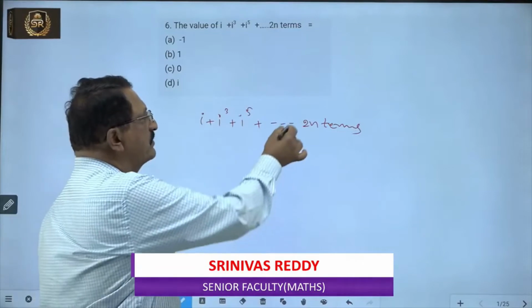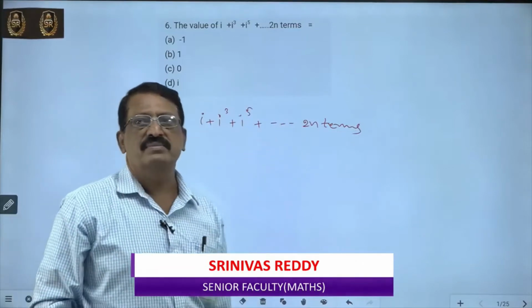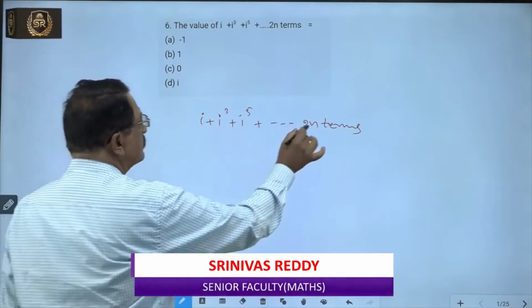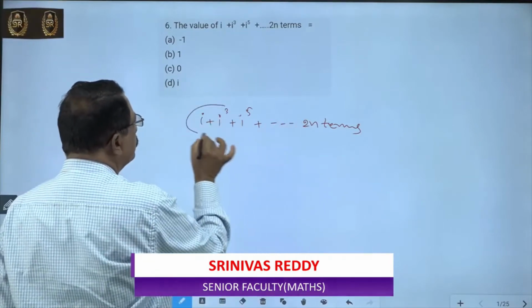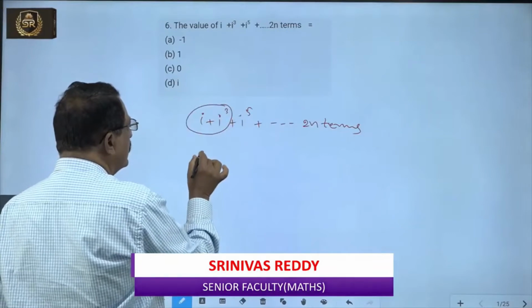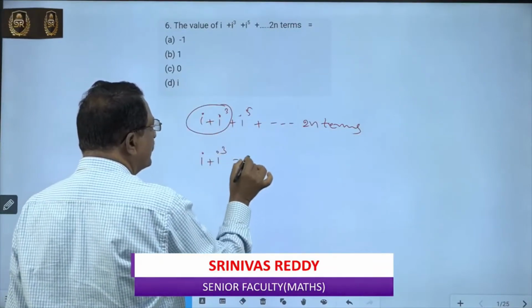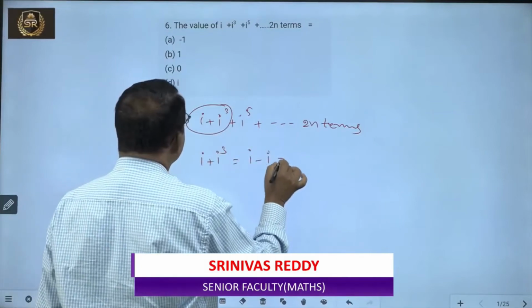Now the number of terms is 2n, meaning an even number of terms in the expression. Suppose we take n equals 1, meaning the number of terms is 2. What is the value of i plus i cube? But i cube equals minus i, so i minus i equals 0.